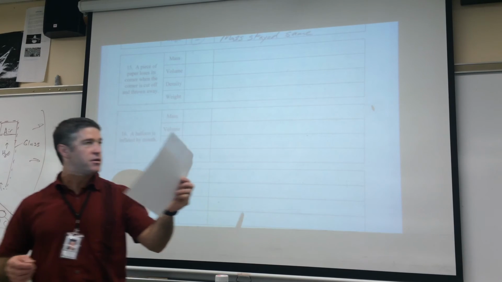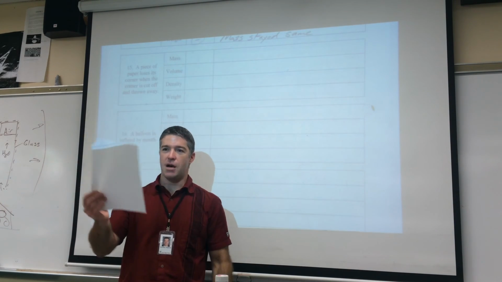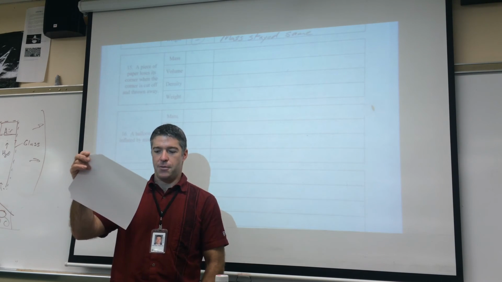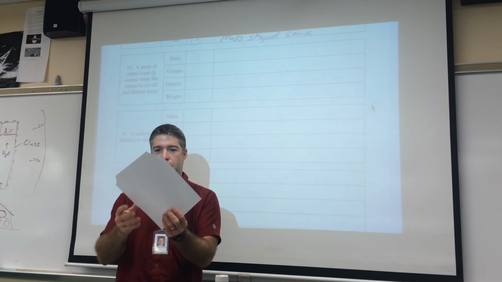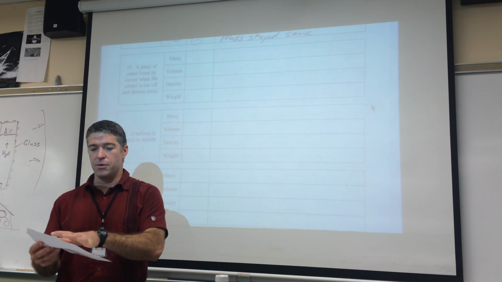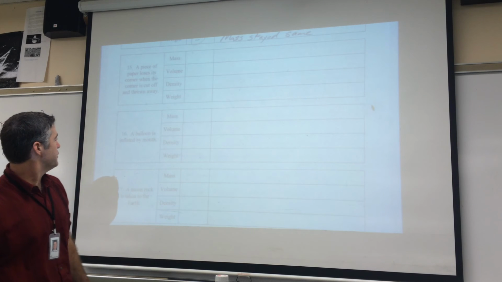The one about the paper, this is what it's saying. You have a piece of paper like this one. You assume it's just ordinary copy paper. This is the paper before. This is the paper after. So the corner is no longer part of the paper. If you measured the mass, volume, density, and weight of the paper before, and then you did it again now, what would those four things do?